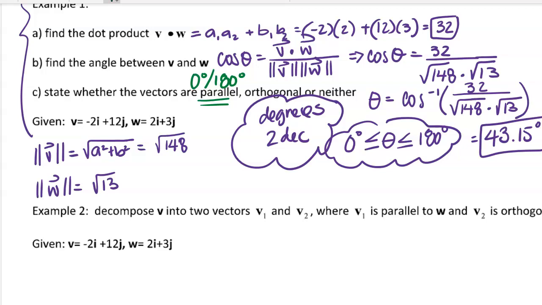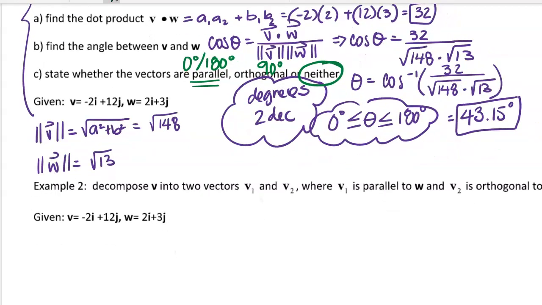90. Perfect. Kiera, is our angle 90 or 0 or 180? No. So students, the two vectors are what? Neither. We'll circle that one. Okay. So that's how we apply the dot product.